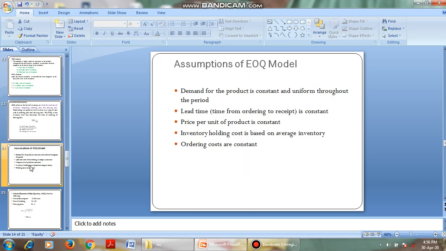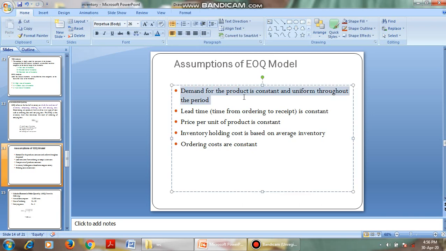Okay, next coming to assumptions of the EOQ model. The demand for the product is constant and uniform throughout the period. For this EOQ model, the demand for inventory must be constant and uniform throughout the period. For example, this year we need 1000 bags of raw material. Next year also the same. For the first 3 months we require 1000 bags of raw material. For the next 3 months also we need 1000 bags, and the next 3 months also 1000 bags. That demand must be constant.